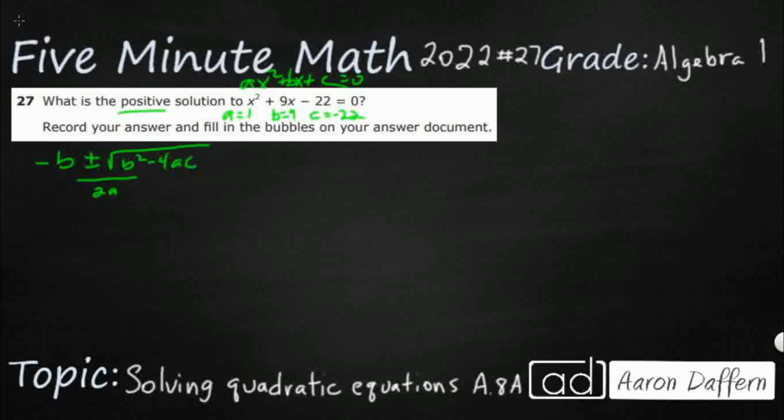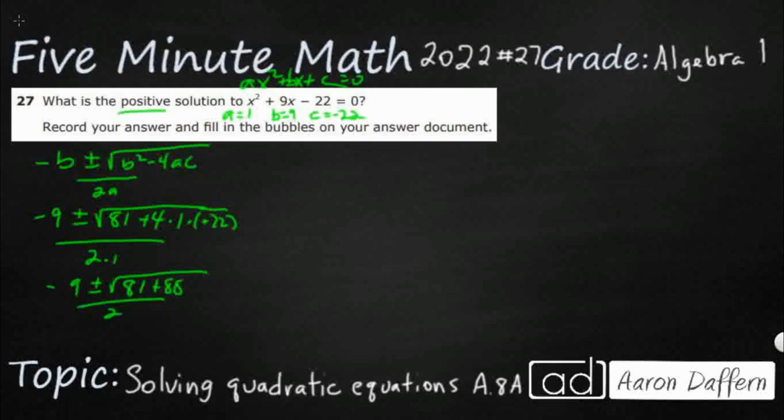So if we plug that in, negative b is going to be negative 9, plus or minus the square root of 9 squared, let's make that 81, minus 4 times a, which is 1, times c, which is negative 22. So we're going to end up making that a positive. And then we've got over 2a, 2 times 1. Okay, so that's just going to be negative 9 plus or minus the square root of 81 plus, and I got 4 times 22, that's 88, over 2.